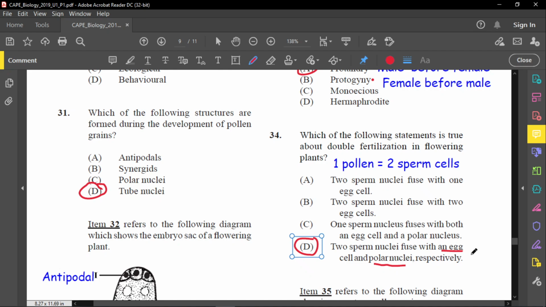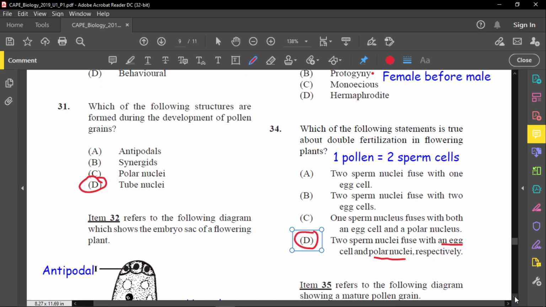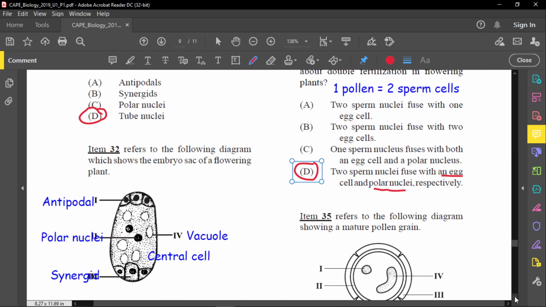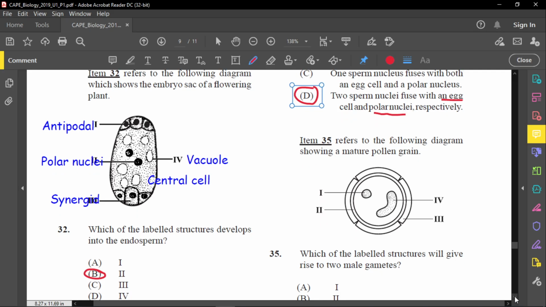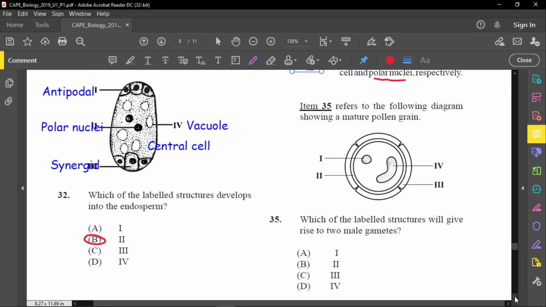So the egg is being fertilized, and of course you know that when the ovum is fertilized, it forms the seed. And then the polar nuclei, when they divide, form what is called the endosperm. An endosperm is different in monocots and dicotyledons, and we could talk about that another time. All right, but let's go to question number 35. I'm trying to go as fast as possible now.